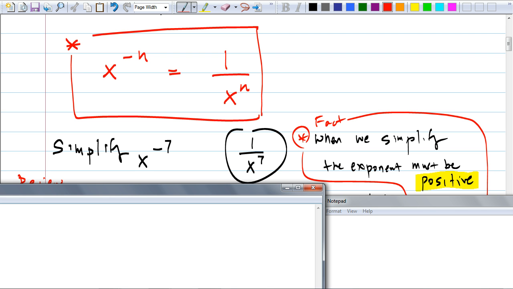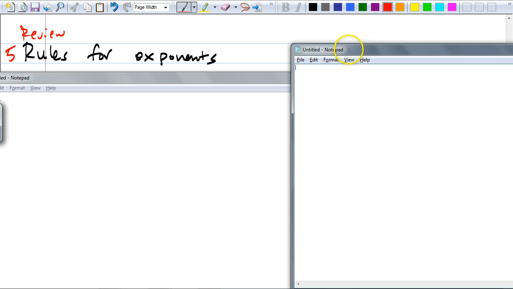You understand what I'm trying to say, guys? Can we have negative exponents when we're simplifying expressions? No. You must change it to positive. And we know how to do this. It becomes 1 over x to the 7th power. So write that down.